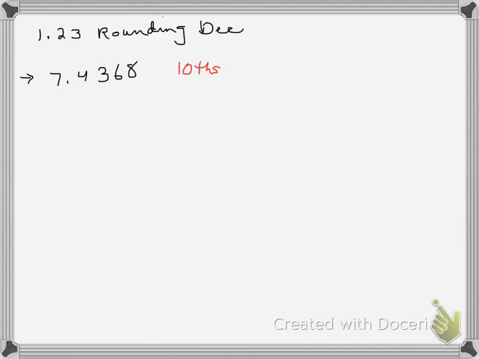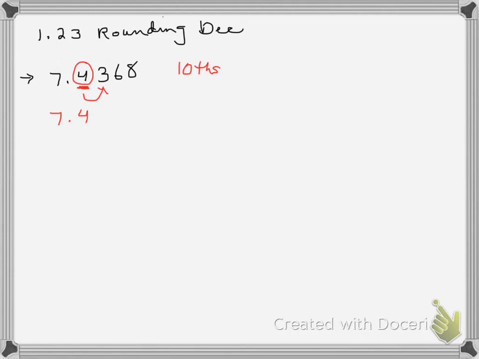I'd go over to my tenths place, look 1 to the right. My question is, do I leave the 4 as it is, or do I round up? We're following the same rules we knew before with whole numbers. I'm going to leave it as it is because the 3 is not 5 or greater.